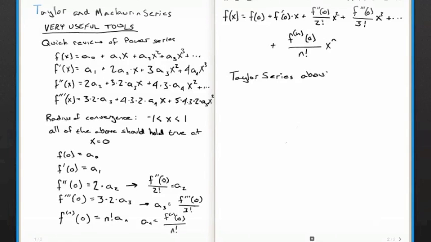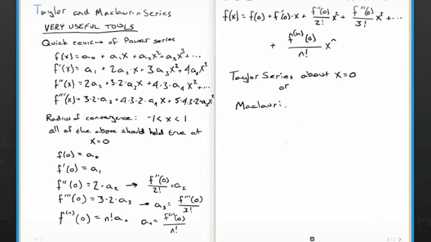About x equals 0, because we're assuming that we know this stuff about 0, and then we're going off to find f of x, or we can call this Maclaurin series.